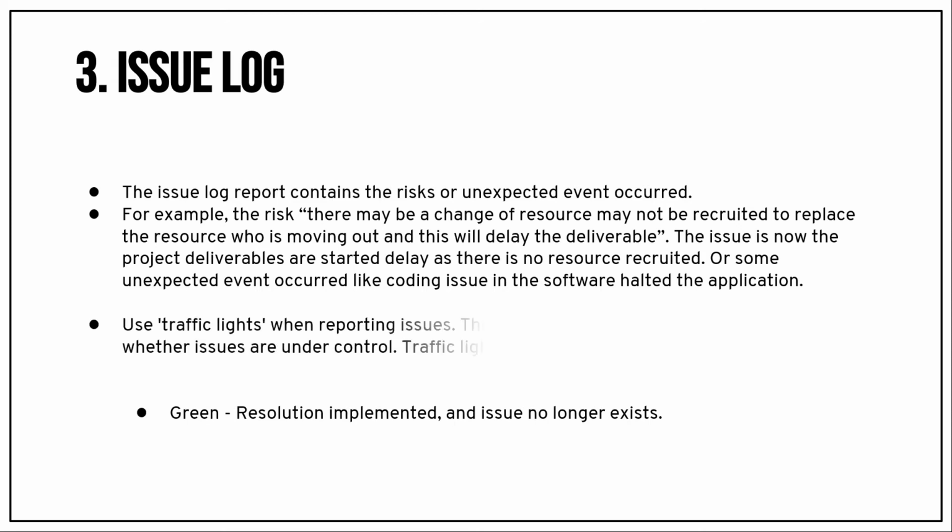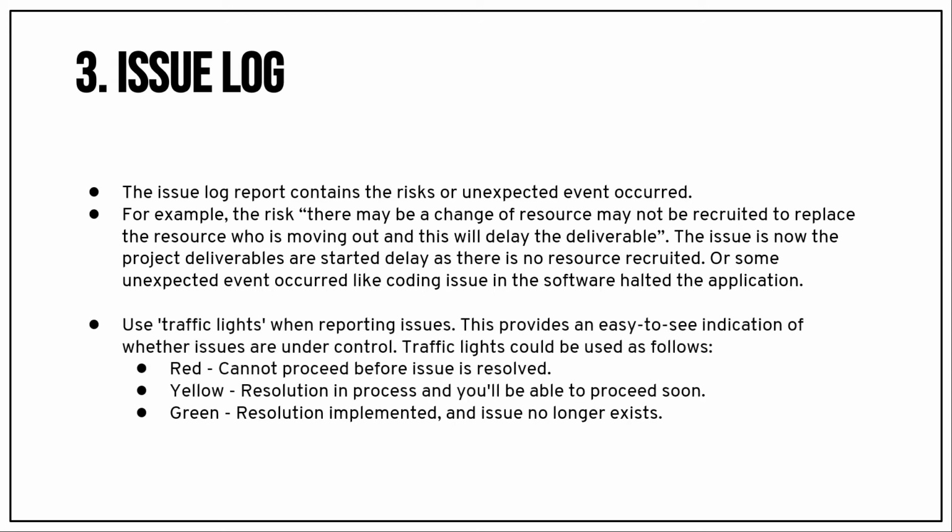As I mentioned earlier, we can maintain three different categories in our issue, risk, or project status or anything, that we call traffic lights. We can mark that as red, green, yellow, or amber, yellow or like orange color. When it's marked as red, we cannot proceed before the issue is resolved. When it is yellow, the resolution is in progress and you will be able to proceed soon. Green means resolution implemented, the issue no longer exists.